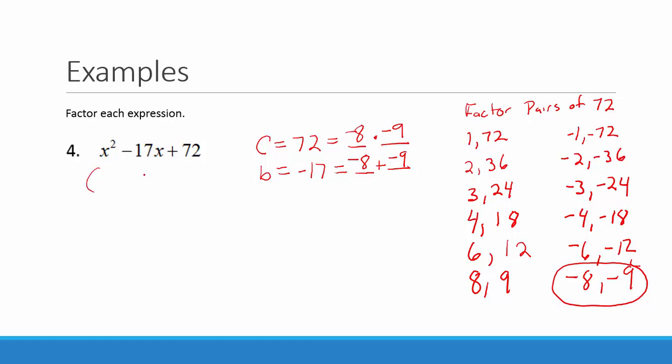So we're going to write our binomials using our magic numbers that solved our math riddle. So we get x minus 8 and x minus 9 as our factored form. We can check it by multiplying out.